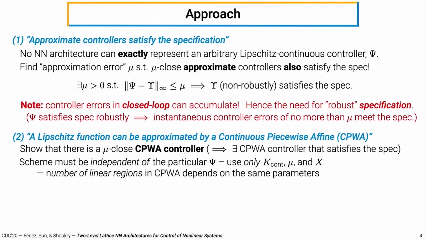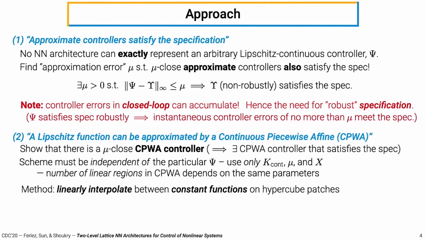And for reasons in step 3, the number of linear regions in the CPWA must also depend on the same parameters. The method that we're going to use to achieve this is to put down a regular grid of non-overlapping hypercube patches and interpolate between constant functions on these patches in a linear way.